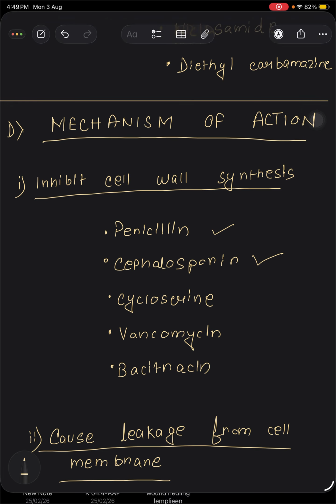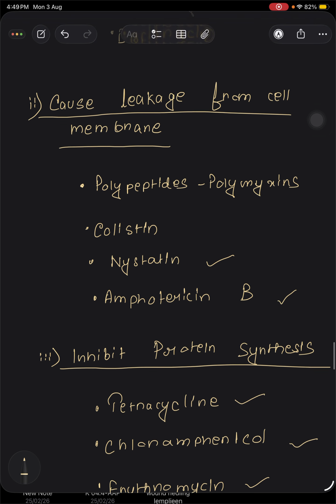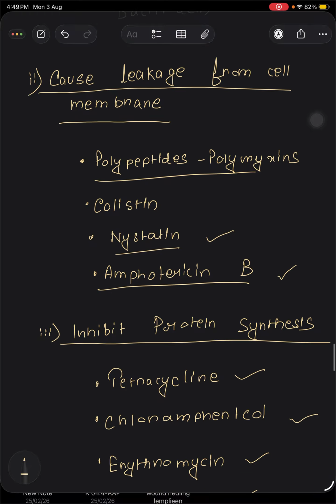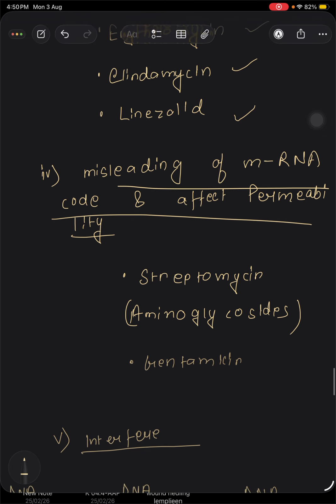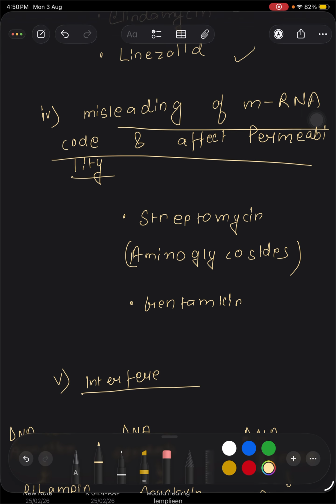Then on the basis of mechanism of action, first is inhibiting cell wall synthesis, we have penicillin, cephalosporins. Those that cause leakage from the cell membrane, we have nystatin, amphotericin B, polypeptides like polymyxins. Then inhibiting protein synthesis: tetracycline, chloramphenicol, erythromycin, they have the same mechanism of action, clindamycin. Then misreading of the mRNA code and affecting permeability, that comes under streptomycin and gentamicin.